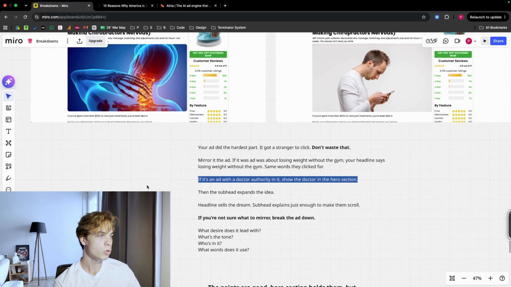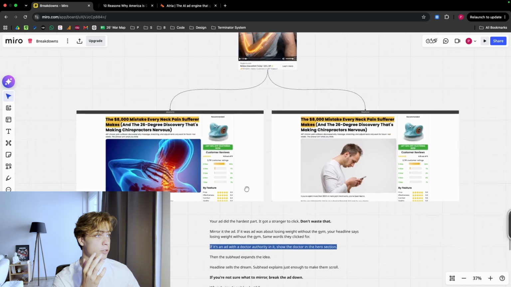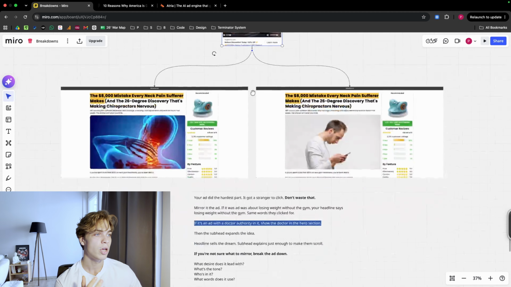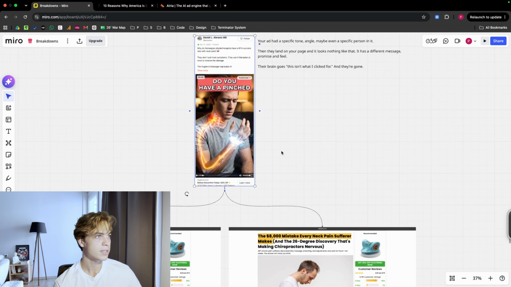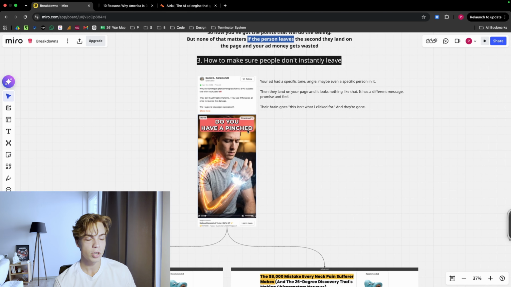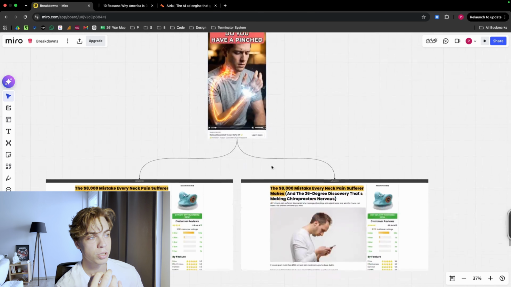If you're not sure what to mirror, you must break down the ad, right? So go to your ad that is basically winning. For example, this one, watch it and ask, what desire does it lead with? What is the tone? Who is in this ad? What words does it use? Once you understand why the ad itself is working, you'll understand why people are clicking on your ad and what they actually want to see on the product page itself and what they're actually interested in, right?